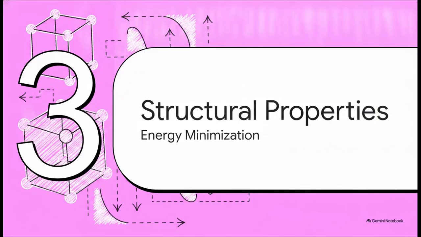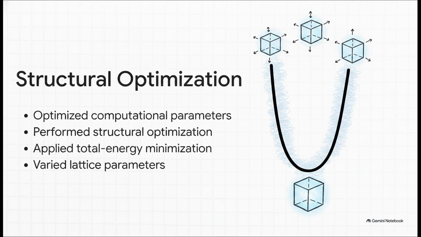All right, Section 3 covers our structural properties. So how exactly do we find this material's optimal, most relaxed shape? Well, through structural optimization via total energy minimization. By systematically varying the lattice parameters, the researchers basically watched the material settle into its lowest energy state, successfully identifying the absolute most stable configuration for cubic CsSnBr3.